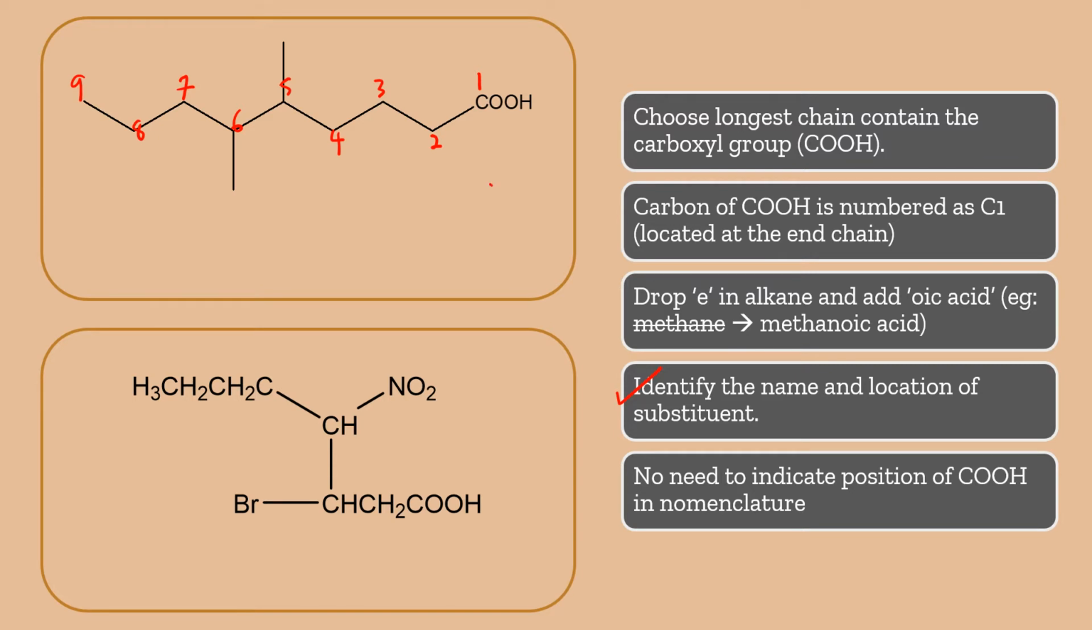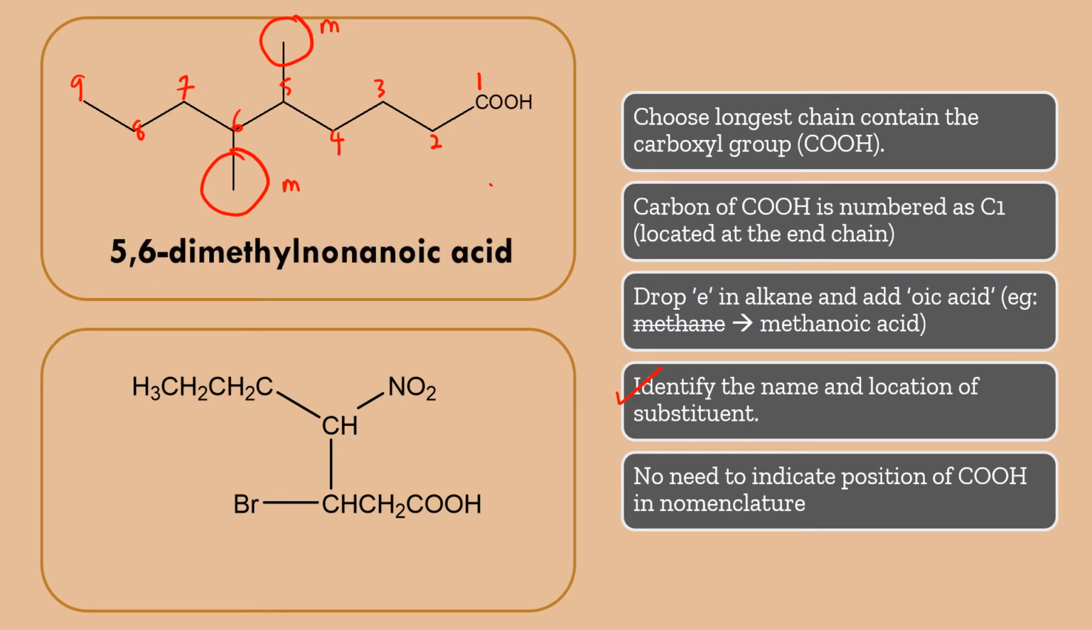So it seems like we have methyl groups. Okay, 2 methyl groups on the 5th and the 6th position. So by having this marker, the name of this molecule will be 5,6-dimethylnonanoic acid.